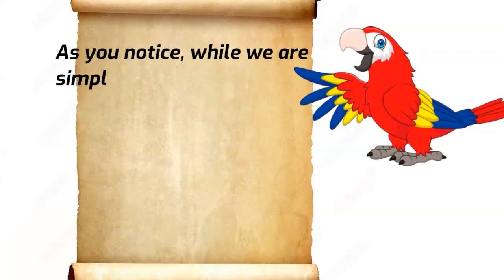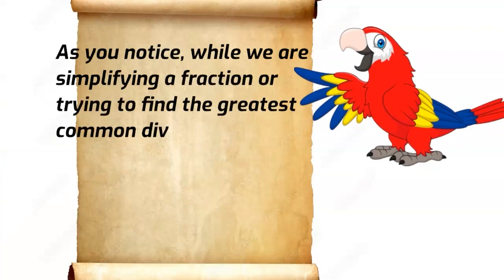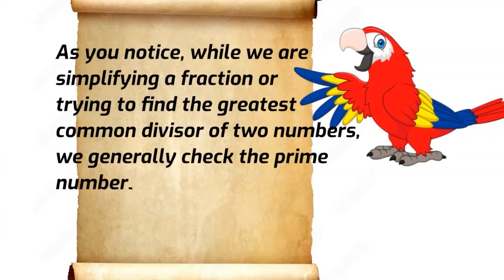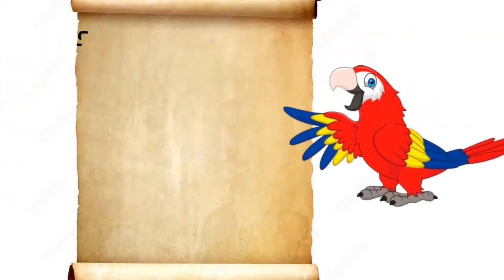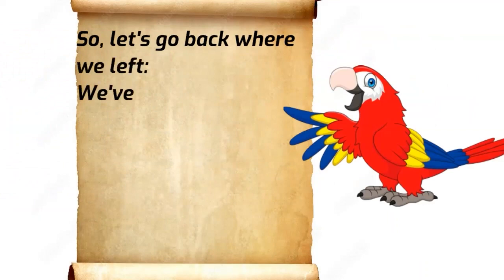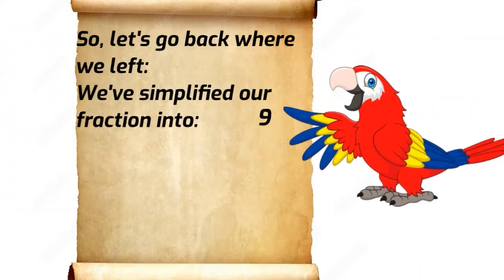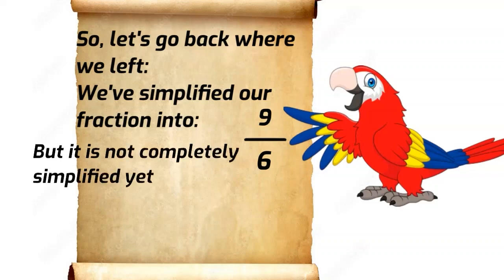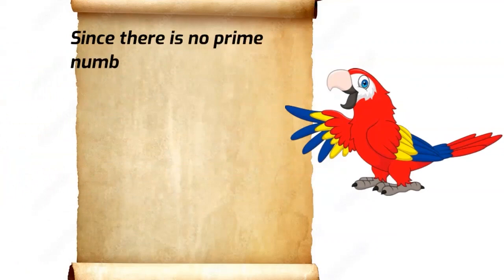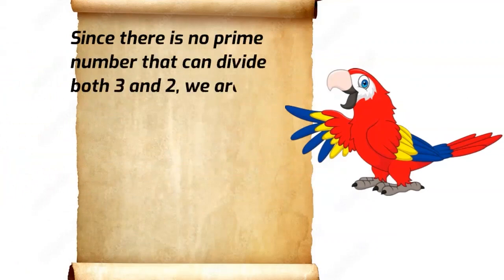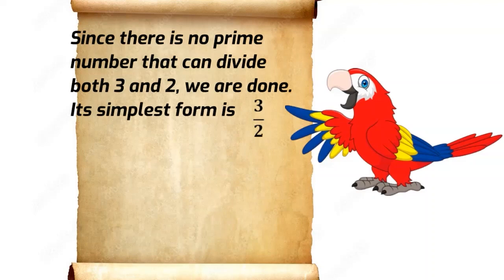As you notice, while we are simplifying a fraction or trying to find the greatest common divisor of two numbers, we generally check the prime numbers one by one to see if they divide our numbers. So, let's go back to where we left off. We simplified our fraction into 9/6. But it is not completely simplified yet. Both 9 and 6 can be divided by 3. 9 divided by 3 is 3. 6 divided by 3 is 2. Since there is no prime number that can divide both 3 and 2, we are done. Its simplest form is 3/2.